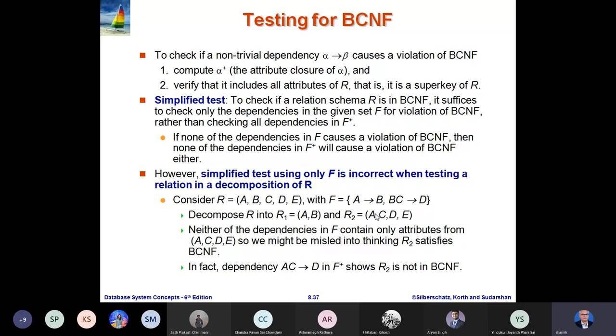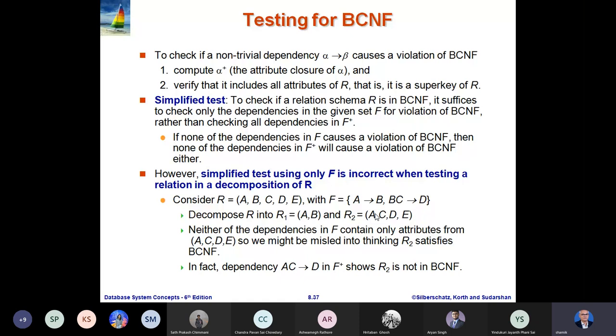Now, neither of the dependencies in F contain only attributes from ACDE. That means that the two FDs A to B and BC to D do not contain only attributes from ACDE. So we might be misled into thinking that R2 satisfies BCNF. But in fact the dependency AC to D holds, because from A to B and BC to D, when we compute F plus, through augmentation AC will functionally determine BC, and from AC to BC and BC to D we get AC to BCD, or AC to D.